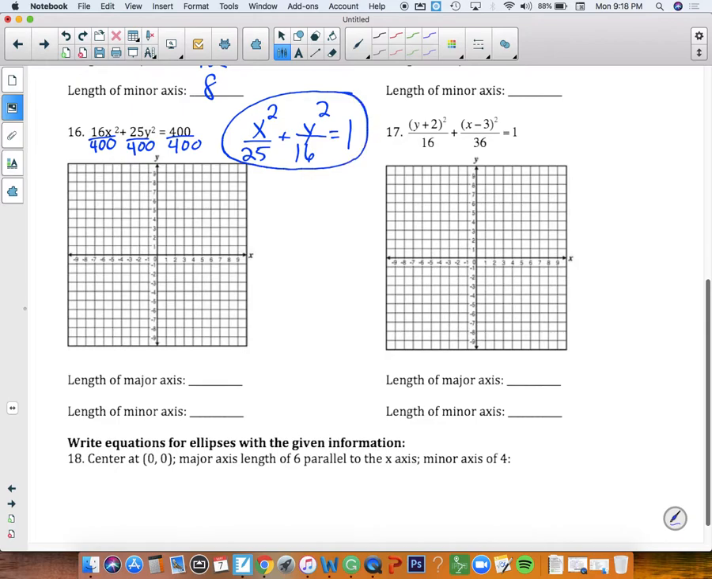So major axis of 10, minor axis of 8. It's really quick to graph, okay? 5, 5, 4, 4. It's kind of a wide ellipse. And foci would be 25 minus 16, which is 9. Take the square root of that. So you got 3, 0, and negative 3, 0 for your foci. There and there.